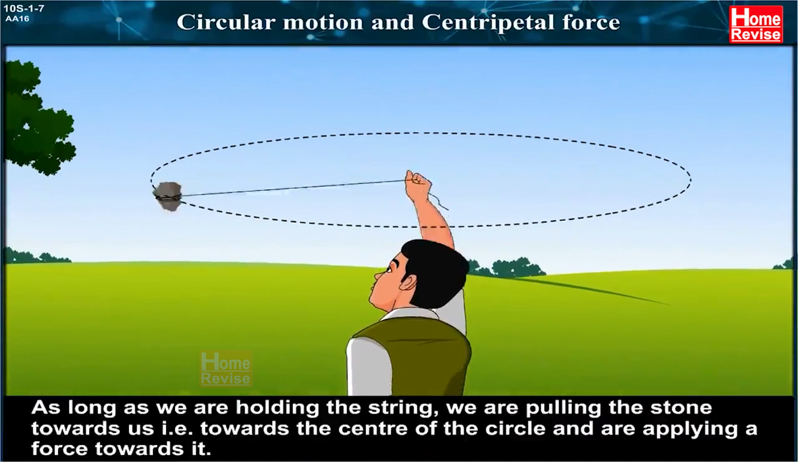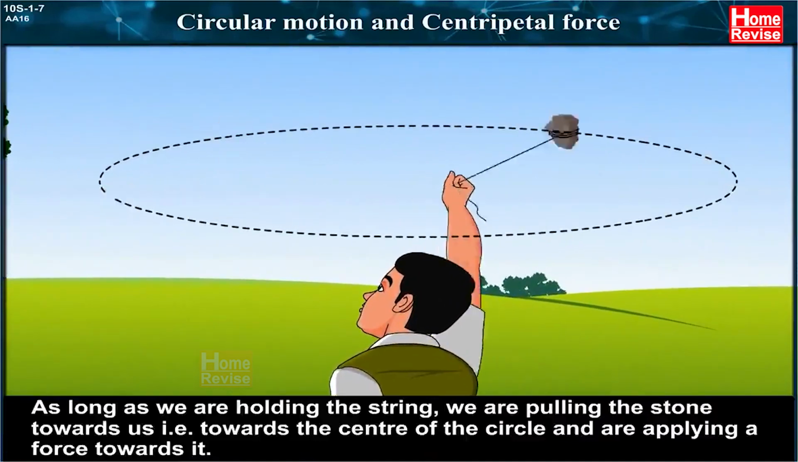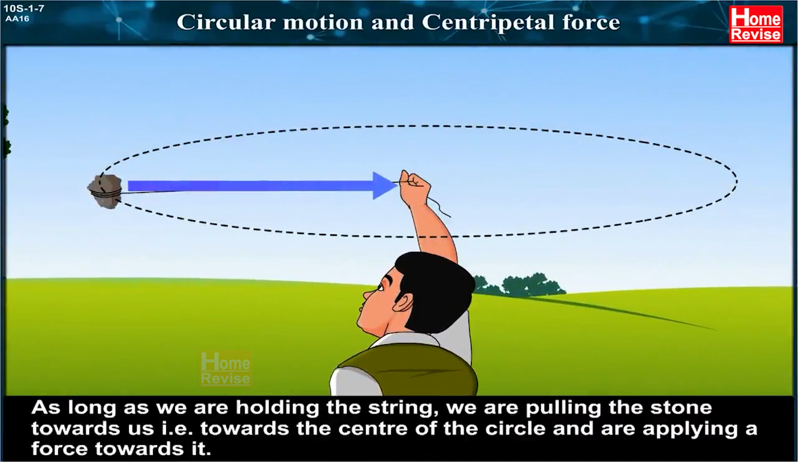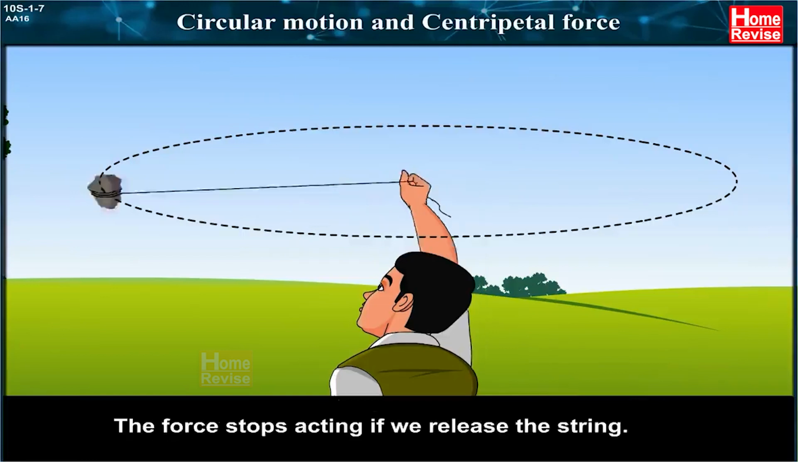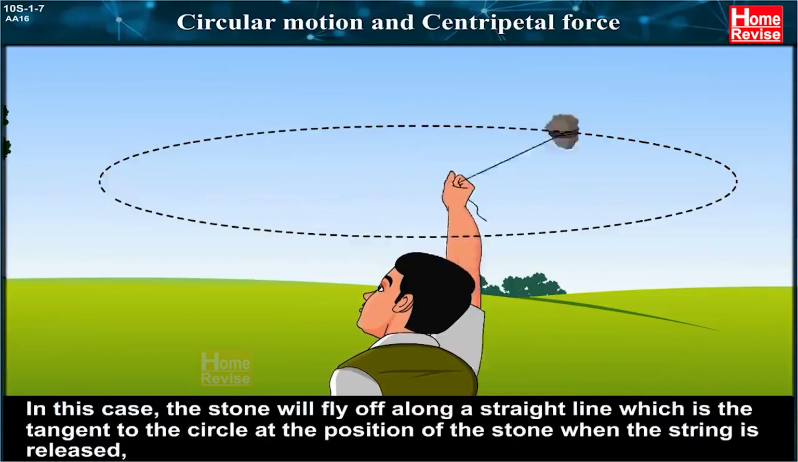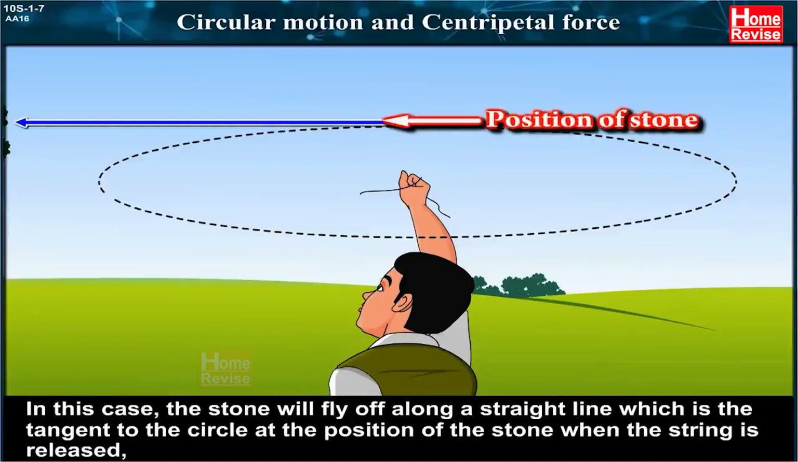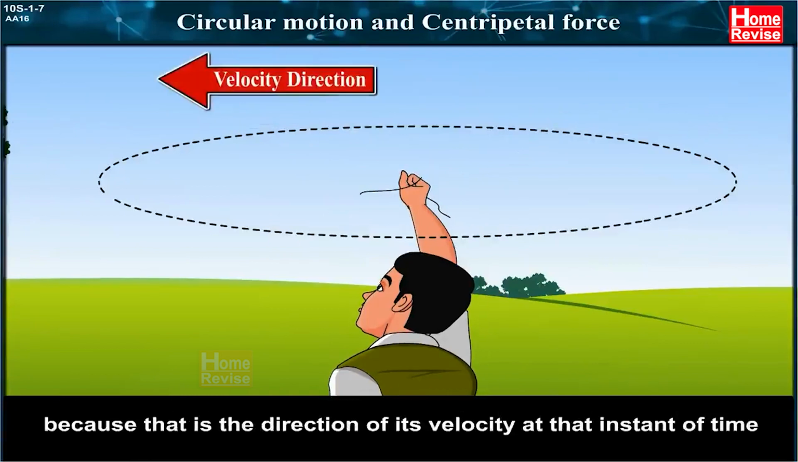As long as we are holding the string, we are pulling the stone towards us, that is, towards the center of the circle, and are applying a force towards it. The force stops acting if we release the string. In this case, the stone will fly off along a straight line, which is the tangent to the circle, at the position of the stone when the string is released, because that is the direction of its velocity at that instant of time.